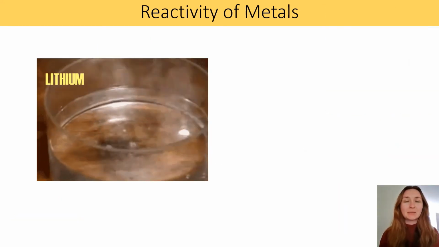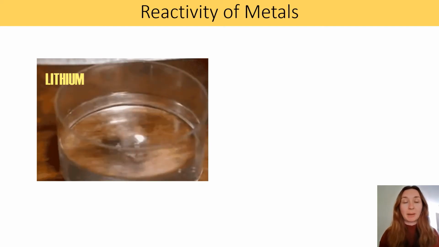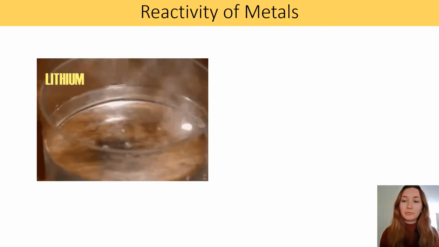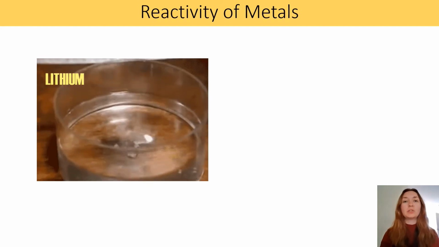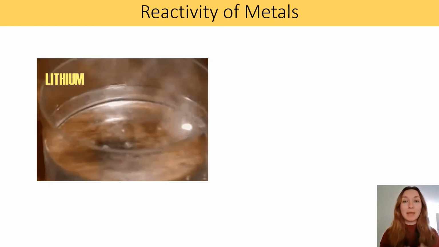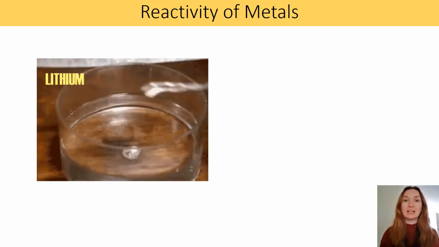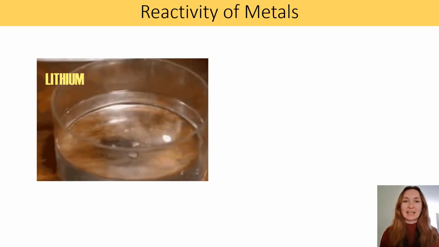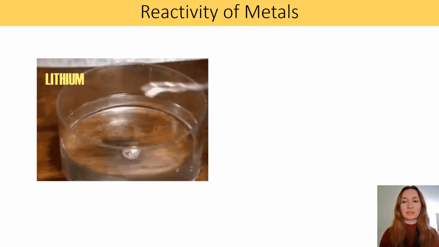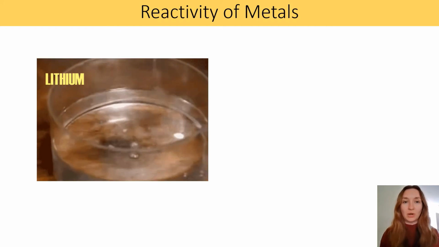So why is this important? Why have I asked you to think about a dot and cross diagram? Well, the reason is because what I want you to try and remember is that the metal forms a positive ion, and that's because it loses electrons, and that means it's reactive. It's able to transfer electrons, or 1 electron.